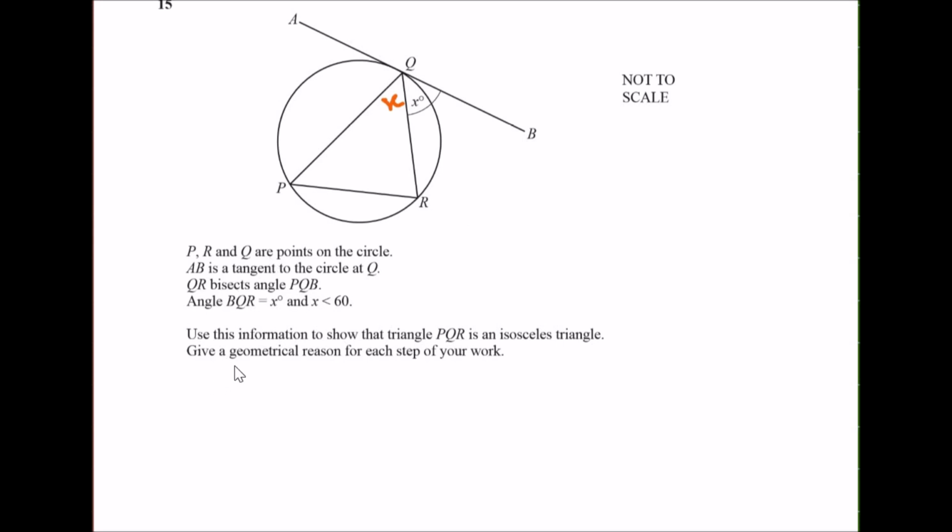Angle QPR in triangle PQR, let us write angle QPR. I am talking about this angle here, equal to x. Can you tell me why? If you remember alternate segment theorem. So by alternate segment theorem, it is x degree. So you can write here alternate segment theorem.